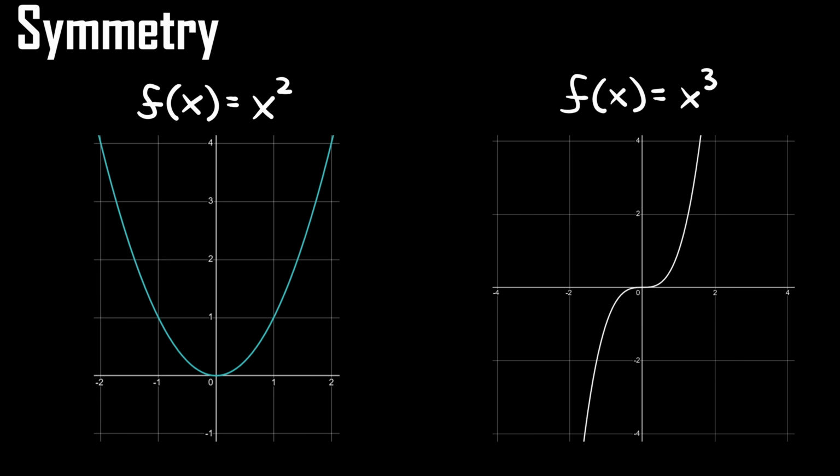Looking at the graph of our functions, we can easily identify the symmetry. On the left, we have f of x equals x squared, which is an even function, and it mirrors over the y-axis. It looks the same reflected over the y-axis. On the right, we have f of x equals x cubed, which is an odd function and has rotational symmetry about the origin. X cubed rotated 180 degrees about the origin looks the same.